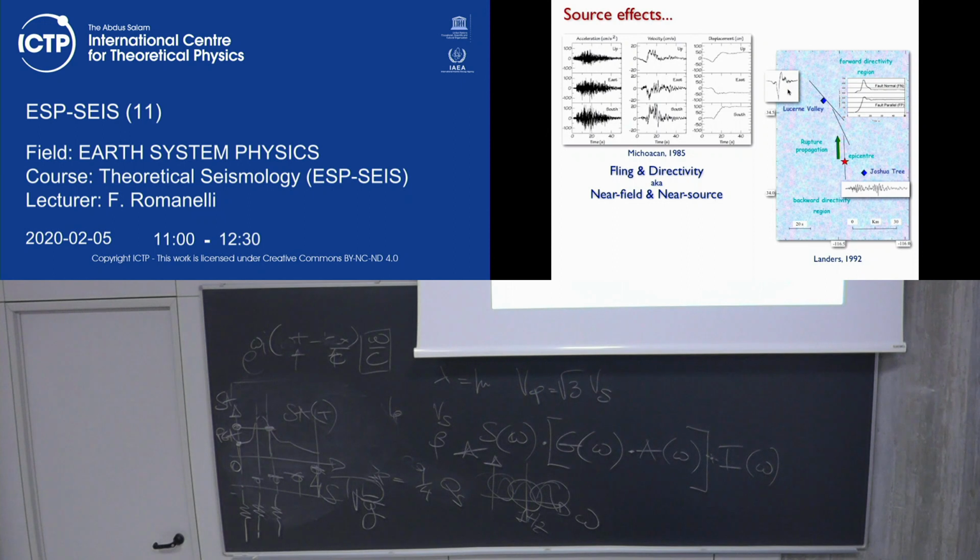And by the way, what engineers now are calling fling and directivity, and they are embedded in the new codes, please do remember that we studied them as near field and near source. So you know. This slide was just to make a bridge between seismology and terminology adopted by engineers that now is common. Okay? So you know these effects. We can call them source effects. Okay?